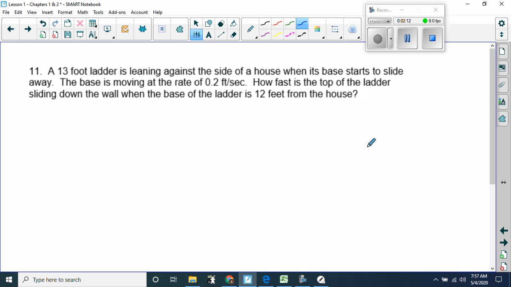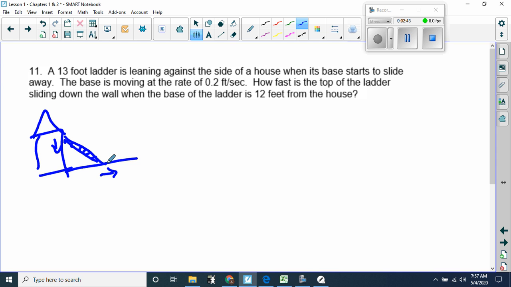This one here is kind of the classic related rate problem. We've got a ladder laying against the side of a house. It is sliding, the base of the ladder is sliding away from the house. So house, ground, ladder. This side is sliding away from the house. As that slides away from the house, this is going to slide down the wall. We are asked how fast is the top of the ladder sliding down the wall when this side is 12.